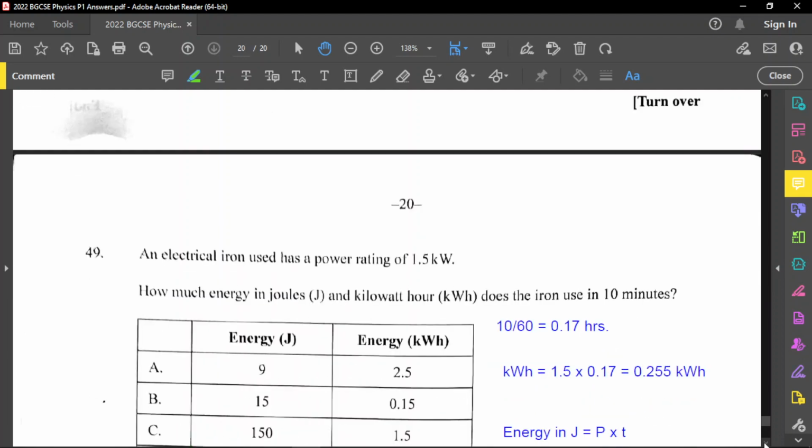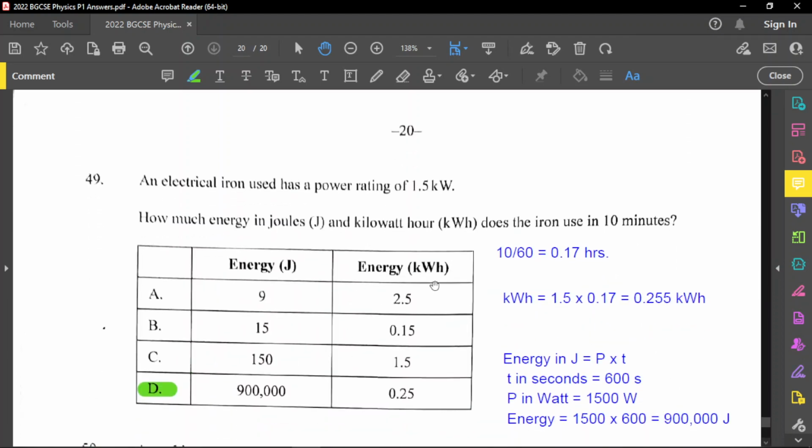For question number 49, an electrical iron has a power rating of 1.5 kilowatts. How much energy, in joules and kilowatt hours, does the iron use in 10 minutes? I can break this into two parts of calculation to show you the workout. I did the kilowatt hour part first. If it is 10 minutes, change the 10 minutes into hours by dividing by 60, which gives 0.17 hours.